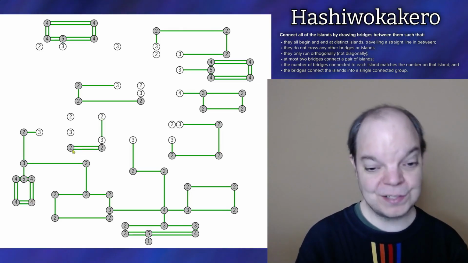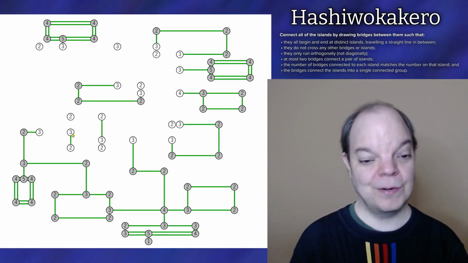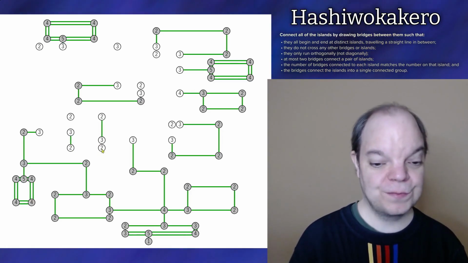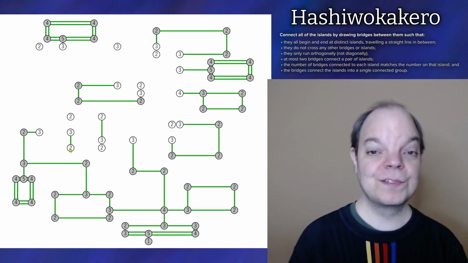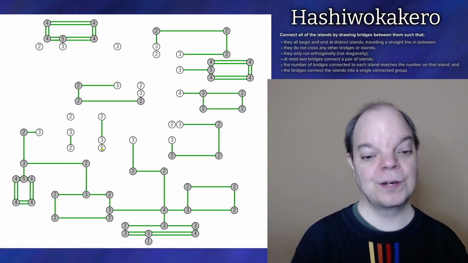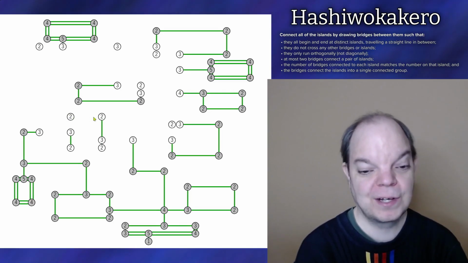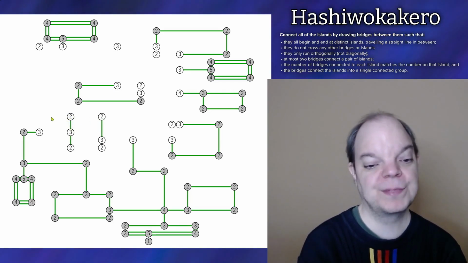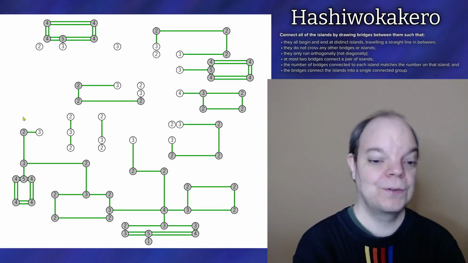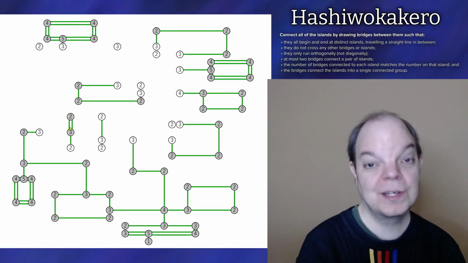It can't have both bridges going right, so one of them must go up. And the same is true of this one here. It has a 2 to the left, which means that at least 1 bridge needs to go up. And of course this 2 also can't have both bridges going to the right, so there must be at least 1 going down. Now let's see what happens if this were a double bridge.